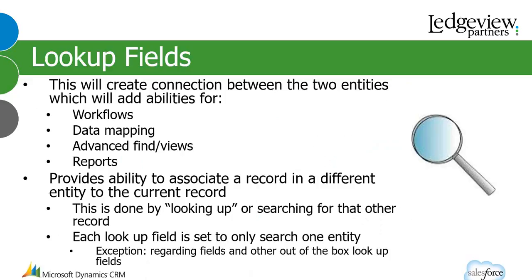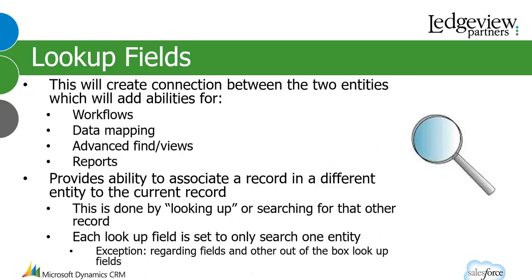This adds enhanced abilities for workflows, data mapping, advanced finds or views, and reports. The reason for that is because you now have that connection, you now have the enhanced ability to filter by different items in that new entity and pull in different data fields as columns in reports and advanced find. Data mapping, as long as you're creating a contact from an account record, you can pull over various information. So it opens up a wide world of possibilities, which is fantastic.